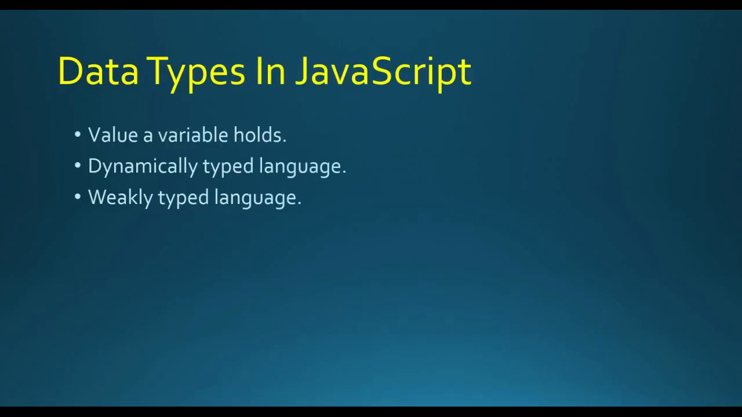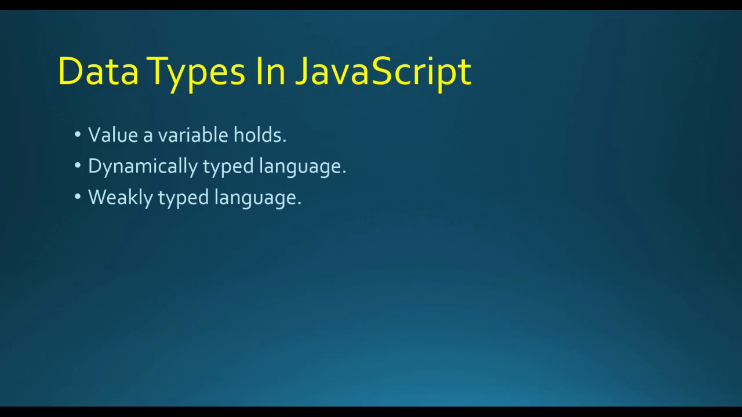Let's begin with data types. A data type simply refers to the kind of value a variable holds. For example, it could be a number, a string, a boolean, and so on. JavaScript is known as a dynamically typed language. This means we do not need to specify a data type when declaring a variable. JavaScript automatically determines the type based on the value assigned.